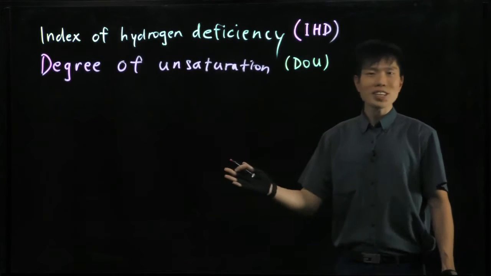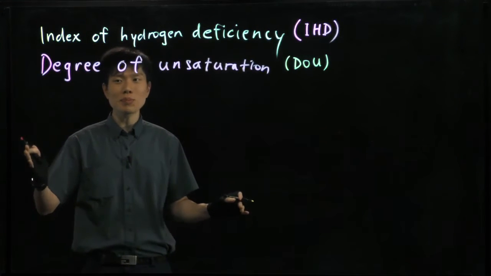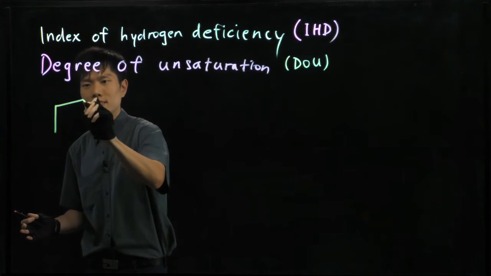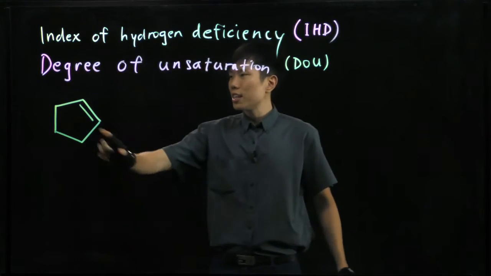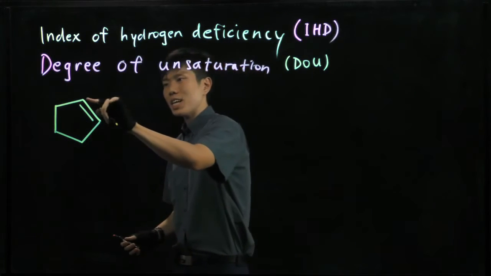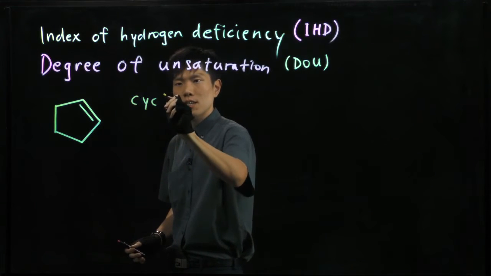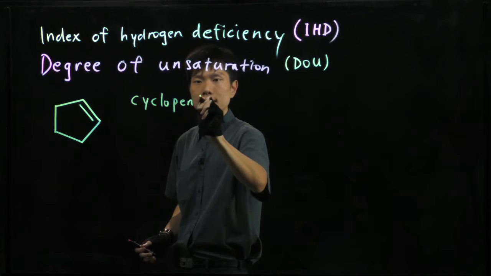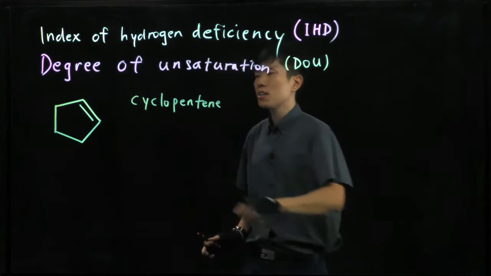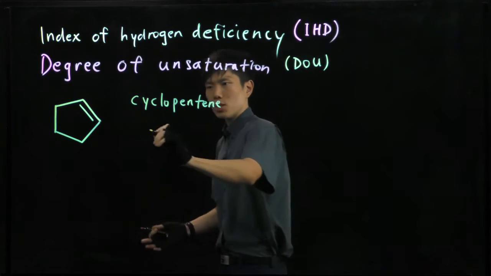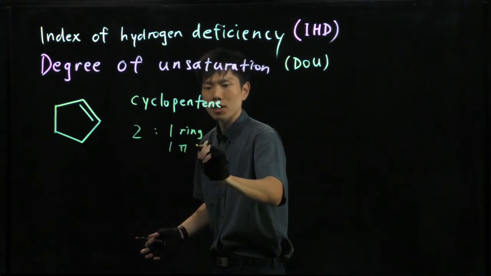So now let's look at more examples. I'm going to give you one and try to determine what is the total degree of unsaturation in this molecule. This is called a cyclopentene. Cyclo because it's in ring form incorporating 5 carbons. Alkene because it has a double bond of carbons. So the degree will be 2 because it comes from 1 ring and 1 pi bond.